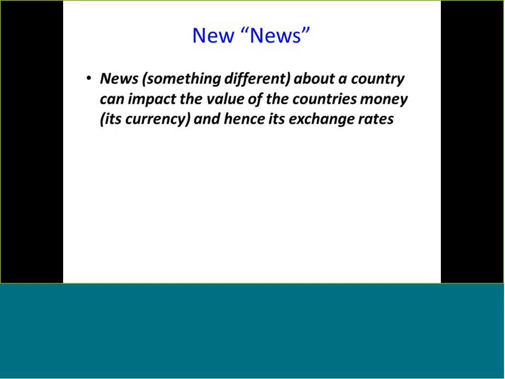Another part of it is the news. And by news, we mean something different about a country. If something different comes out when you look at the news, Bloomberg or Reuters or television news, Sky News, whatever it is, when something different comes out about a country, especially economic stuff, it can impact the value of that country's money, its currency, and hence all of the exchange rates linked to that country.